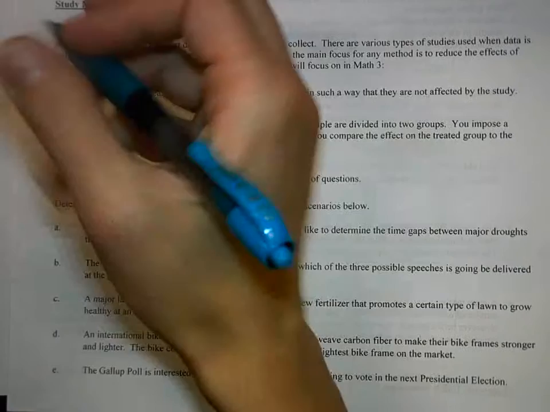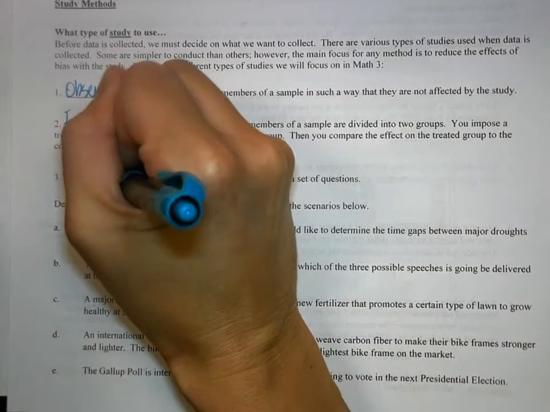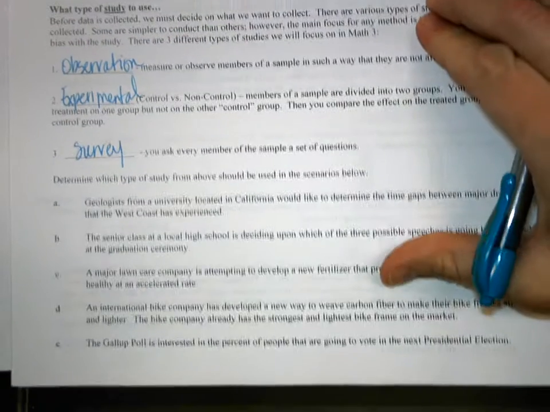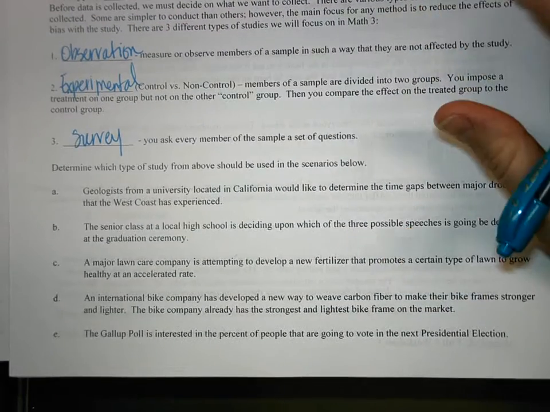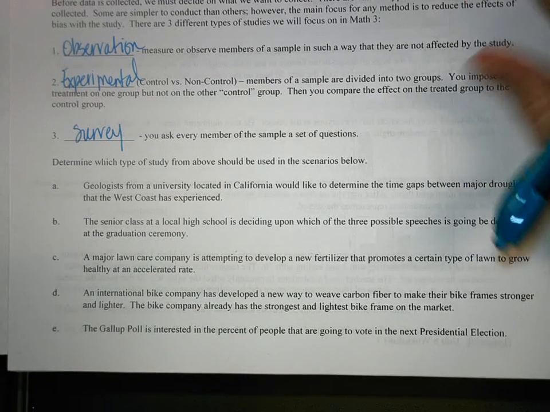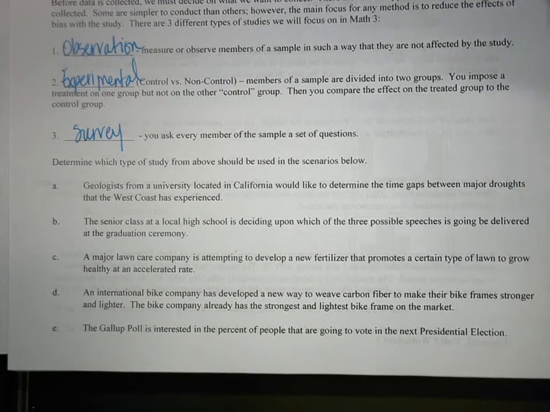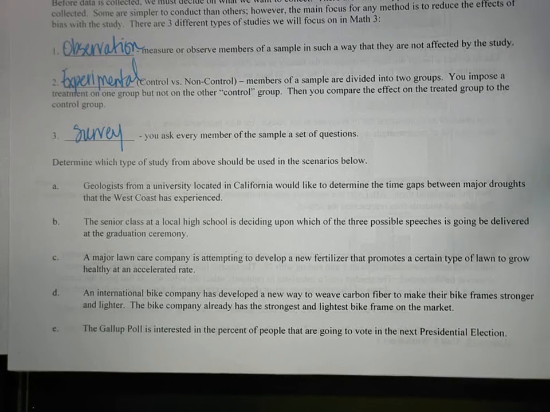Okay, and lastly, a survey. And a survey is where you ask every member of the sample a set of questions. So next, determine which type of study from above should be used in the scenarios.